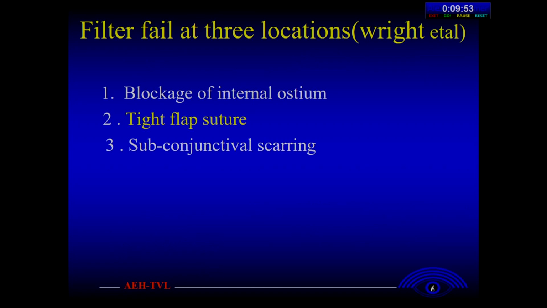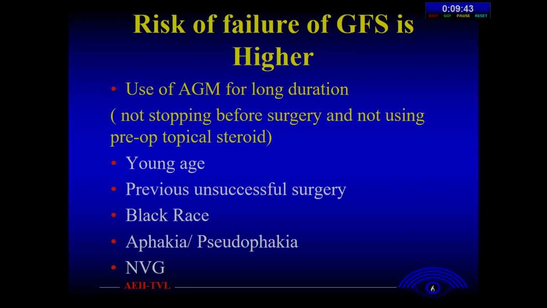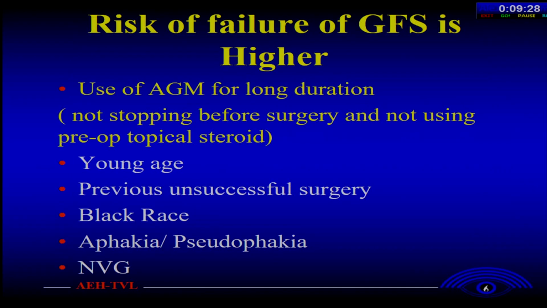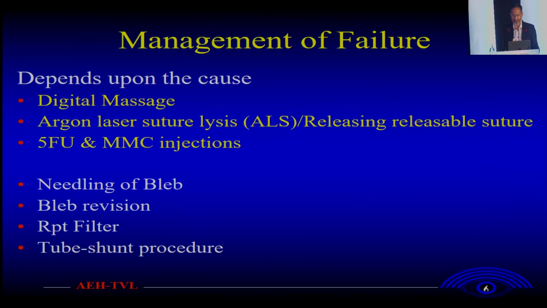A filter can fail in 3 locations: a block at the internal ostium, a tight scleral flap, or subconjunctival scarring. I'll be talking only about tight flap closure. There is a risk of failure in glaucoma filtering surgery if you use antiglaucoma medications for a longer duration and don't stop them at least a week to 10 days before surgery. If you're not using preoperative topical steroids, there is a high risk of failure. Younger age group, previously unsuccessful surgery, Black race, aphakia, pseudophakia, and neovascular glaucoma are high risk for glaucoma filtering surgery failure. So management depends upon the cause.